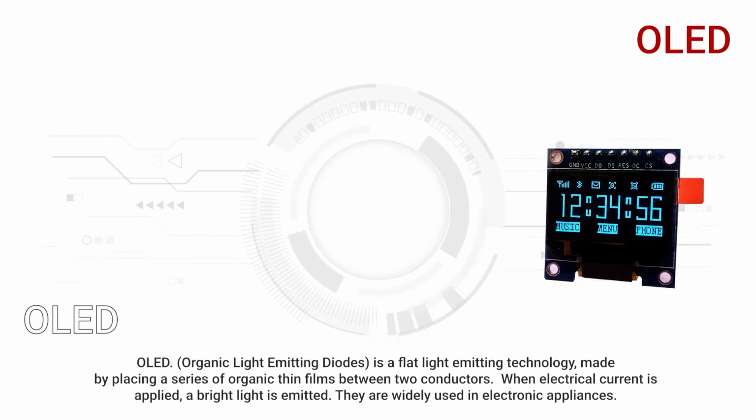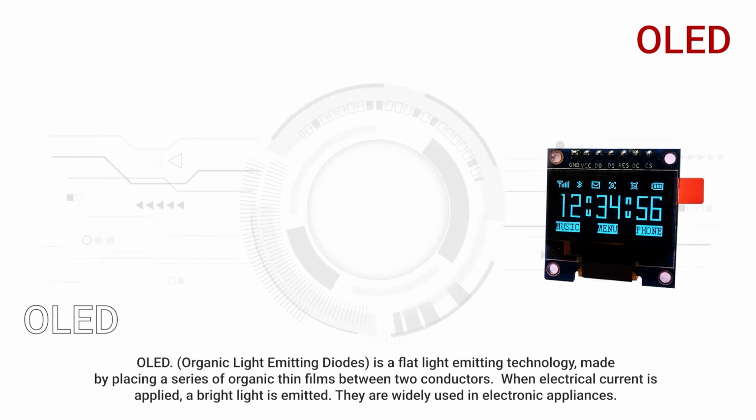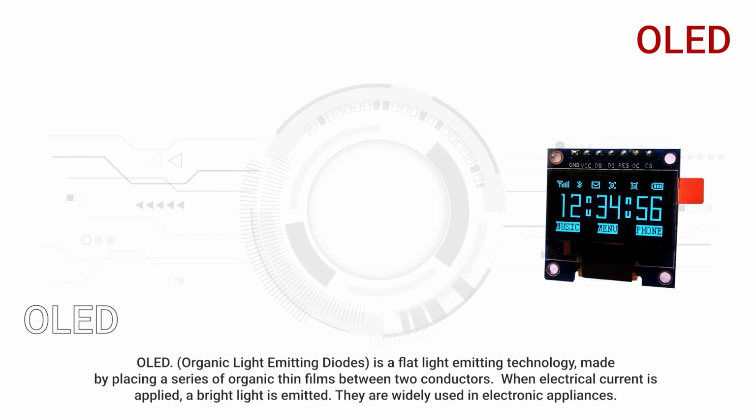OLED, organic light-emitting diodes, is a flat light-emitting technology, made by placing a series of organic thin films between two conductors. When electrical current is applied, a bright light is emitted. They are widely used in electronic appliances.